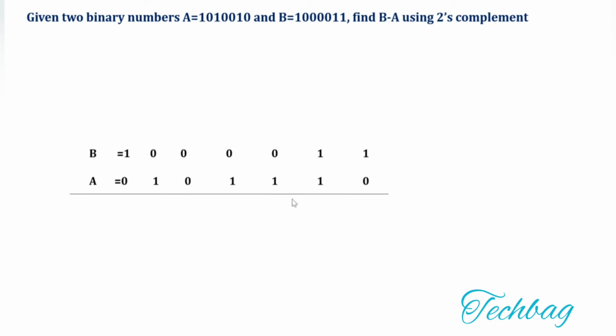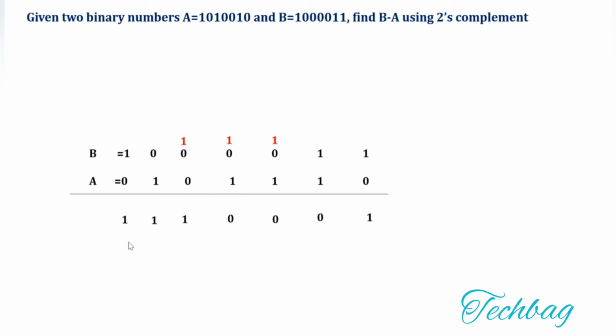Add these two numbers. You get 1 plus 0, 1, sum 1, carry 0. 1 plus 1, sum 0, carry 1. 1 plus 0 plus 1, sum 0, carry 1. Again, 1 plus 0 plus 1, sum 0, carry 1. 1 plus 0 plus 0, sum 1, carry 0. 0 plus 1, sum 1. 1 plus 0, sum 1. Carry 0. Here there is no carry at the most significant bit.